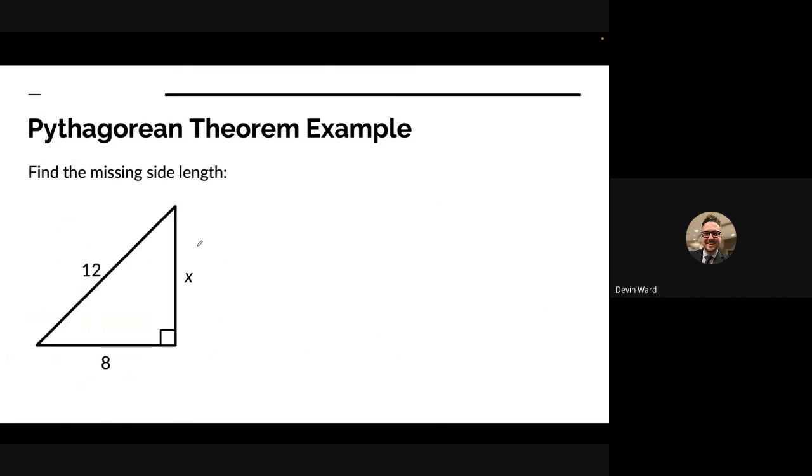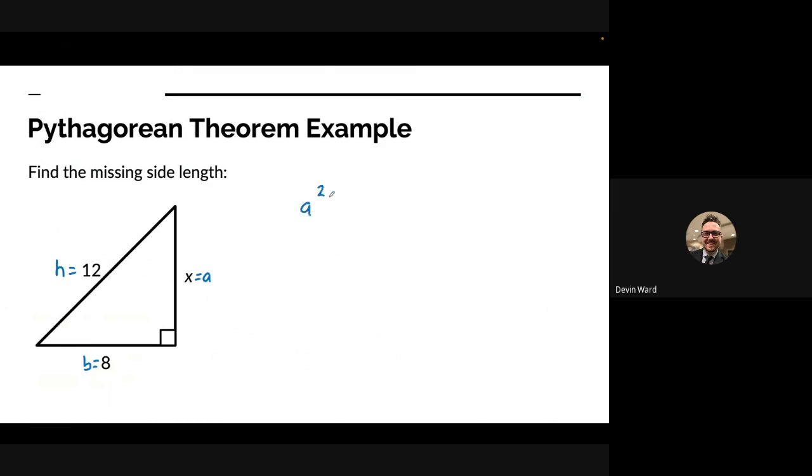Okay, let's try another one. Here we have 12, 8, and x again. But what's my hypotenuse? My hypotenuse isn't x anymore because it's not my longest side, and it's also not across from the 90 degree. 12 is actually my hypotenuse. Then we'll call 8 equals b, and this time a will equal x.